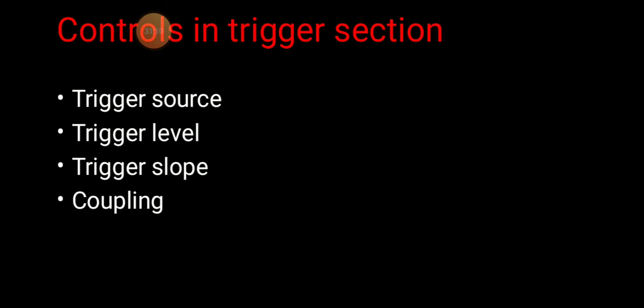And the last one is the coupling. This control allows us to select the type of coupling which is to be given to the trigger. The various couplings are AC, DC and ground. So these buttons are also available for coupling purposes: AC, DC and ground.